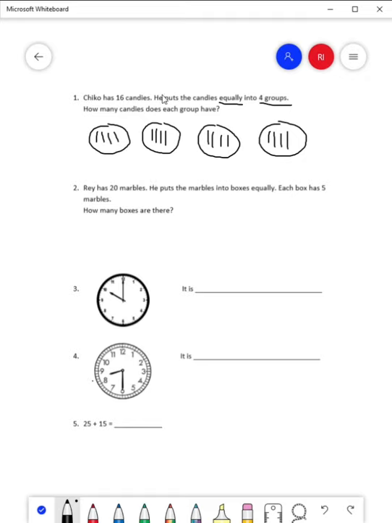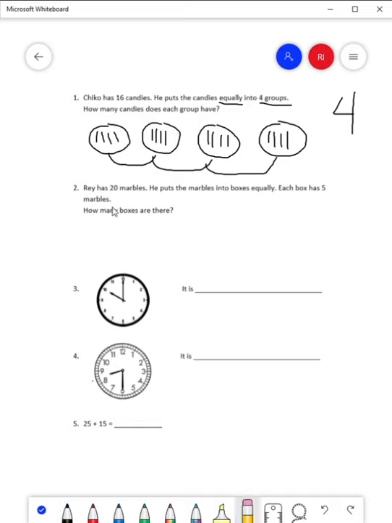So let's just count one group because we know that all of the groups have the same number of candies. So let's count 1 2 3 4. So each group has 4 candies. So now let's just move to the next question.